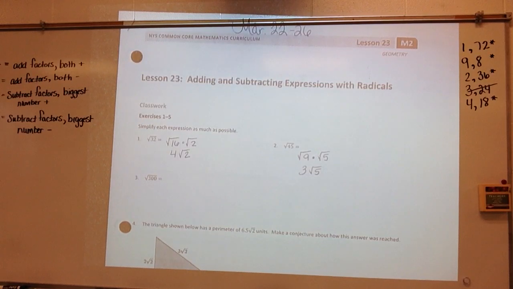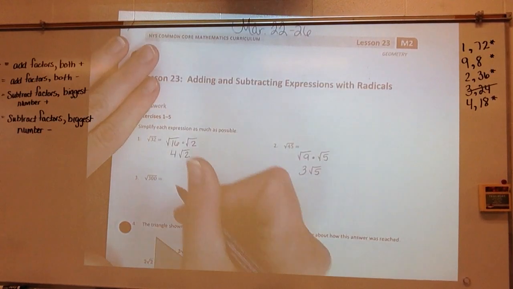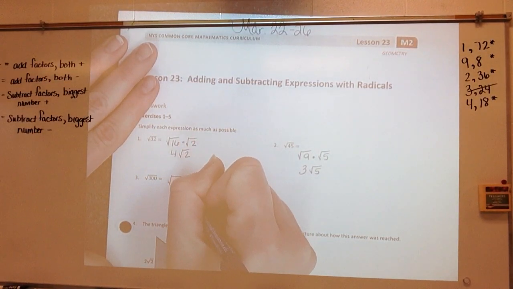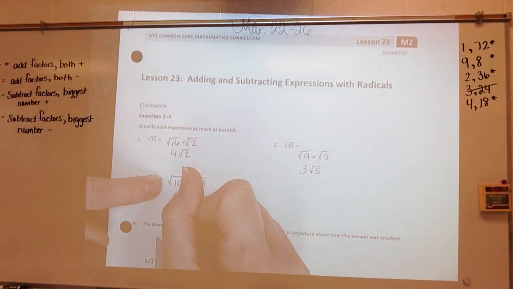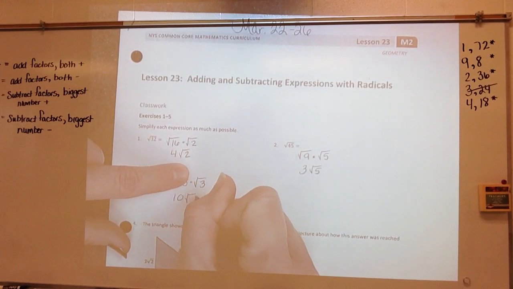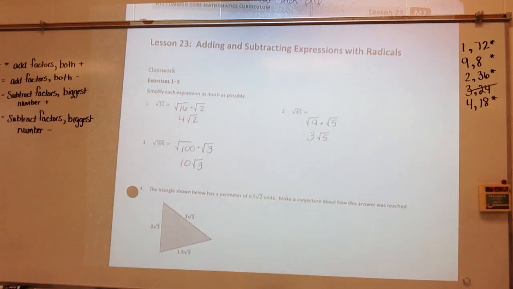And then let's look at the square root of 300. I can rewrite that as the square root of 100 times the square root of 3. Square root of 100 is 10. I cannot simplify the square root of 3, so it's 10 square root of 3.